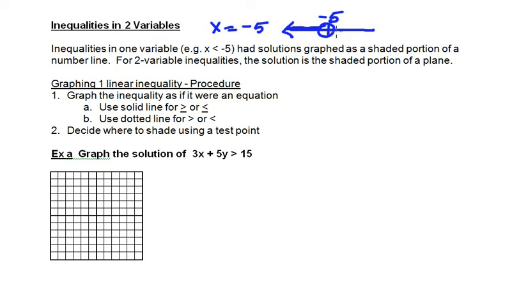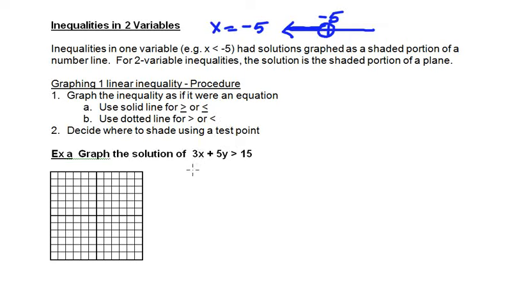For two variable inequalities, the solution is actually going to be the shaded portion of a plane. Just as x equals -5 is a single point, if we have an equation such as 3x plus 5y is equal to 15, that would not be a single point, but it would be a line. So we're going to use this procedure to give the solution. So the first thing says graph the inequality as if it were an equation using either solid or dotted lines.